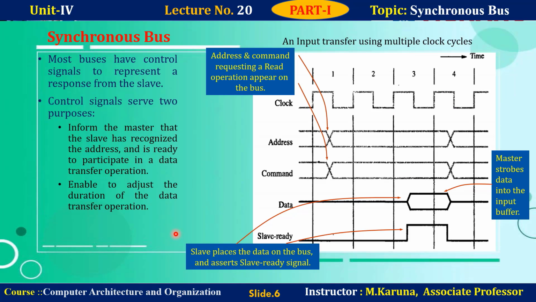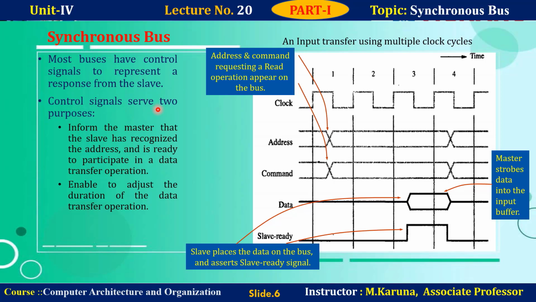Let us see how the control signals are used. This is the clock signal having 4 cycles, and this is the address bus, command bus. Here the address bus and command bus are drawn separately. This is the data bus. Here one more signal is added, slave ready. We can say one more control signal, a handshake signal. So most buses have control signals to represent a response from the slave.